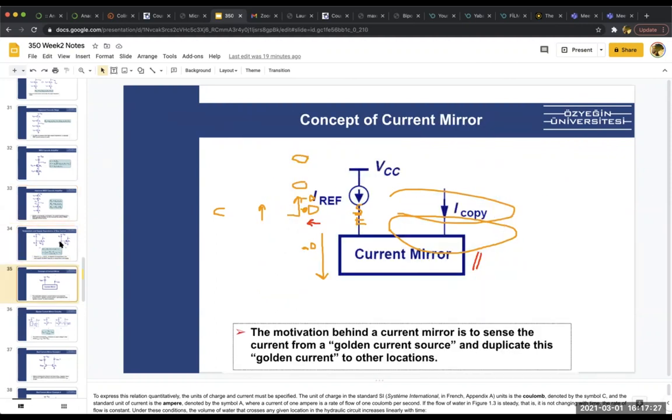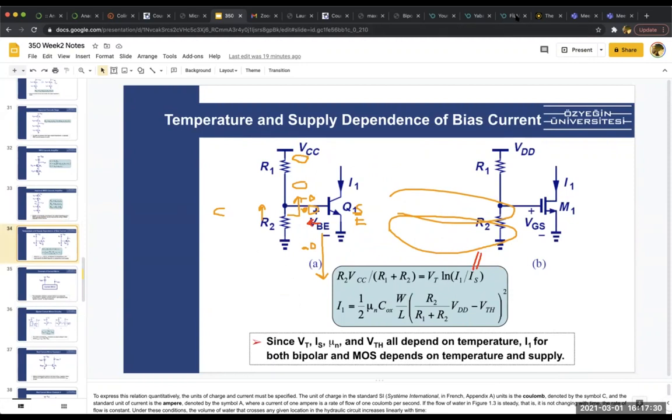So I will jump to the concept of current mirrors. Current mirrors are important because we want to duplicate a current signal through the chip. Let's assume a simple circuit. We have a BJT, we have a VCC supply, we have a voltage divider. Let's assume this is 2, this is 1, and this is 12 volts. And this voltage will be 4 volts.